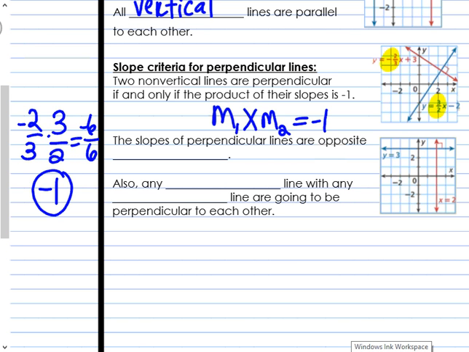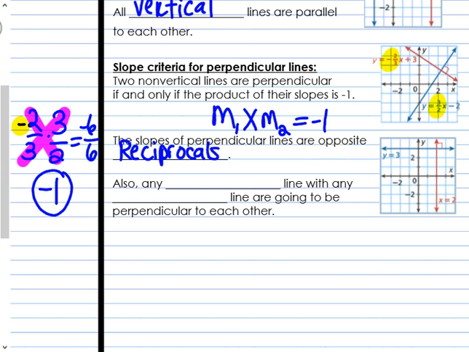Next point, the slopes of perpendicular lines are called opposite reciprocals. Opposite has to do with their signs. Reciprocal means it's basically flipped or upside down. Notice that with -2/3, -2/3 is negative, and then 3/2 is positive, and then obviously they were reciprocals of each other, 2 and 3. Okay, so if you're looking at the slope, you can see if they are perpendicular, if they meet that requirement.